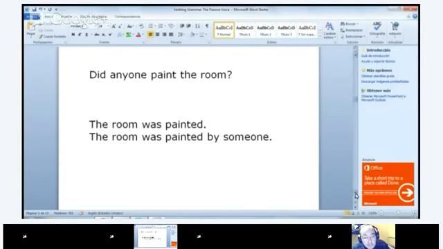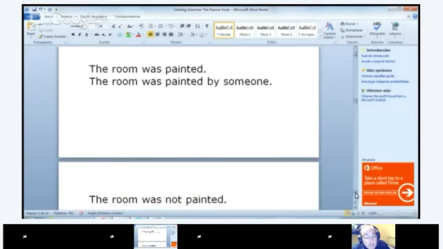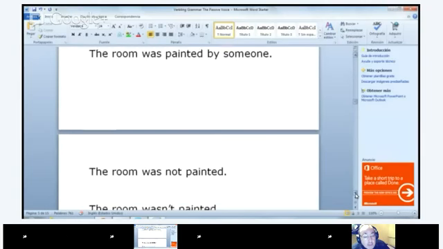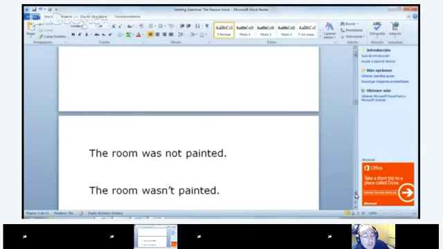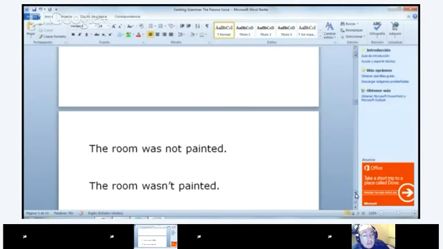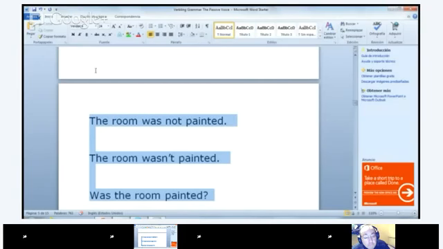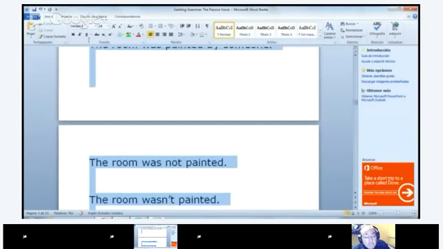And so then the next idea that I've got here is the room was not painted. So it needs to be painted. And then the room wasn't painted, using that common contraction. And then was the room painted? And that's the idea, that this is the practice that I want to share with you.